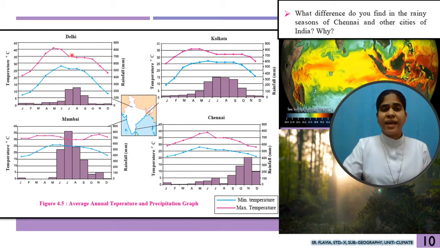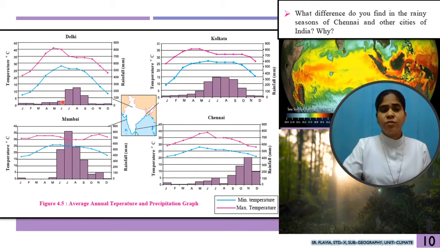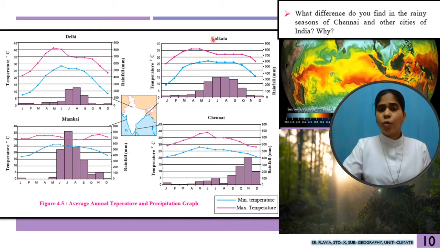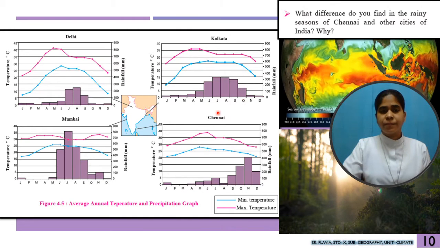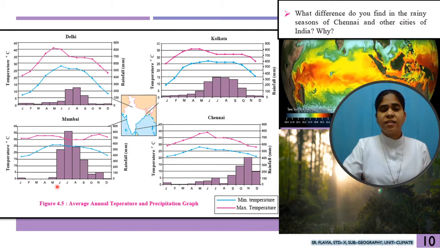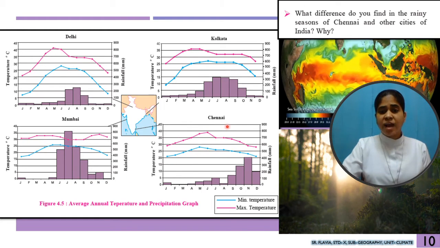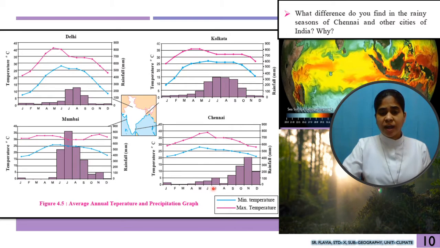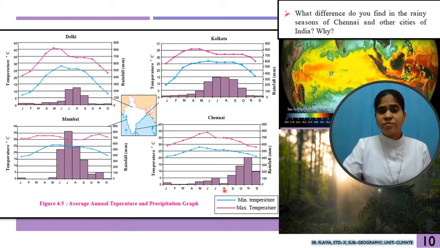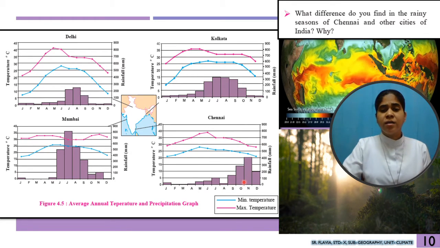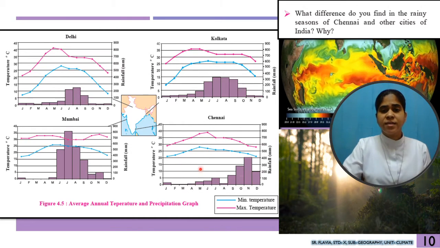Let us now look at Delhi. In Delhi, it starts raining from June, continues till September. Kolkata starts in May, continues till October. Mumbai starts in June, continues till October. Chennai, it starts in May, June, July. There is a slight pause in August. Again, it continues from September, October, November, December. Now we are asked to find out the reason behind this.